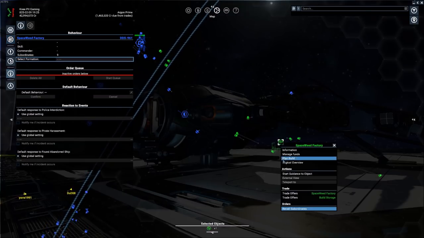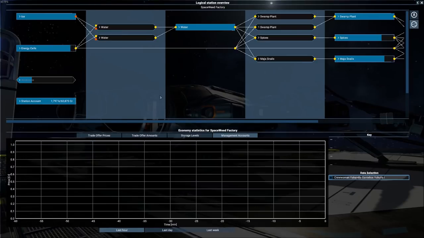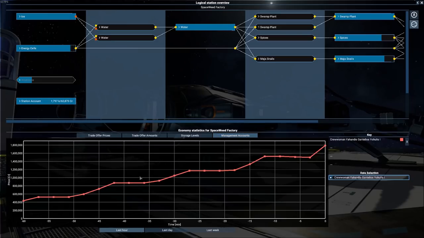If we come back in under logical overview, because both of these guys show as subordinates for this particular factory, if we go under management accounts, you can see every time they make a trade, it's very easy to tell where the profits are going, and it allows me to keep much better track of the profitability of this particular station.